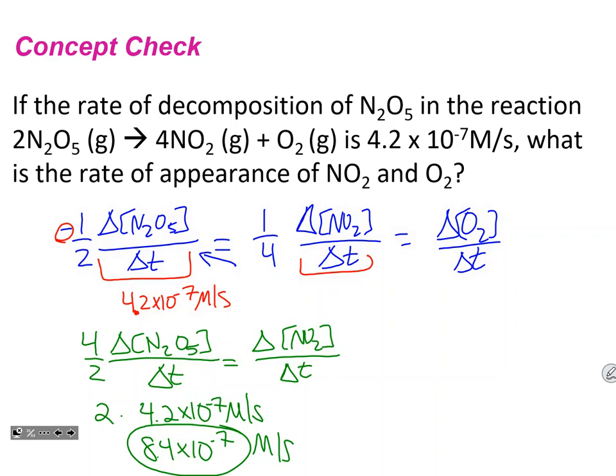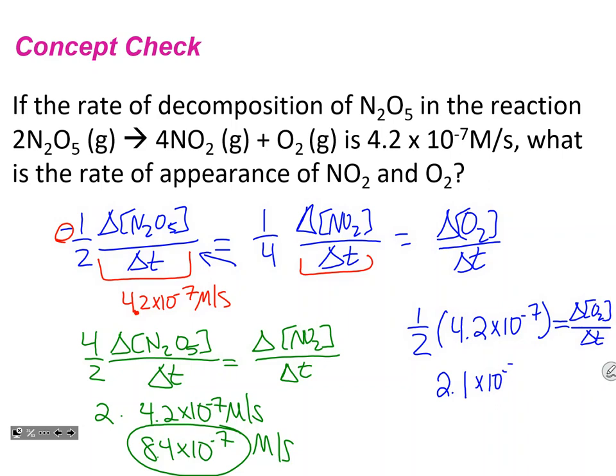Now, the oxygen is basically just going to be 1/2 of that 4.2 times 10 to the minus 7. That gives you the change for the oxygen over the change in time there. So we end up with 2.1 times 10 to the minus 7 molar per second.